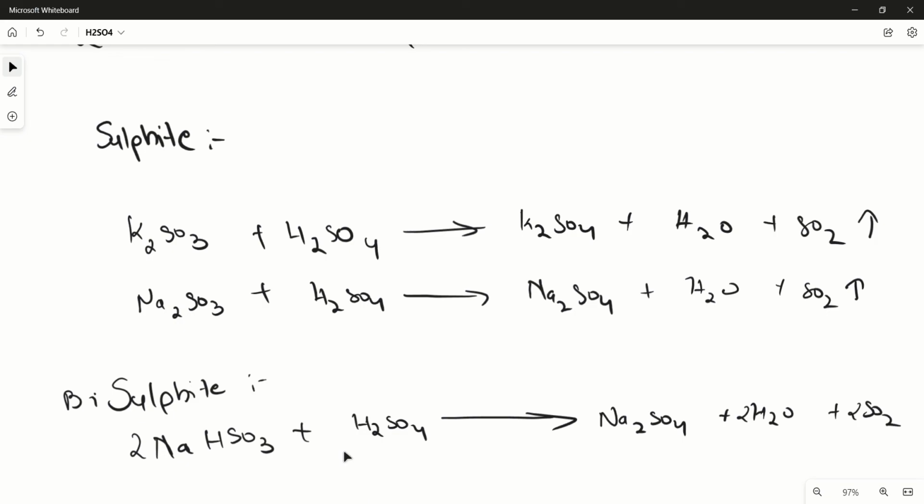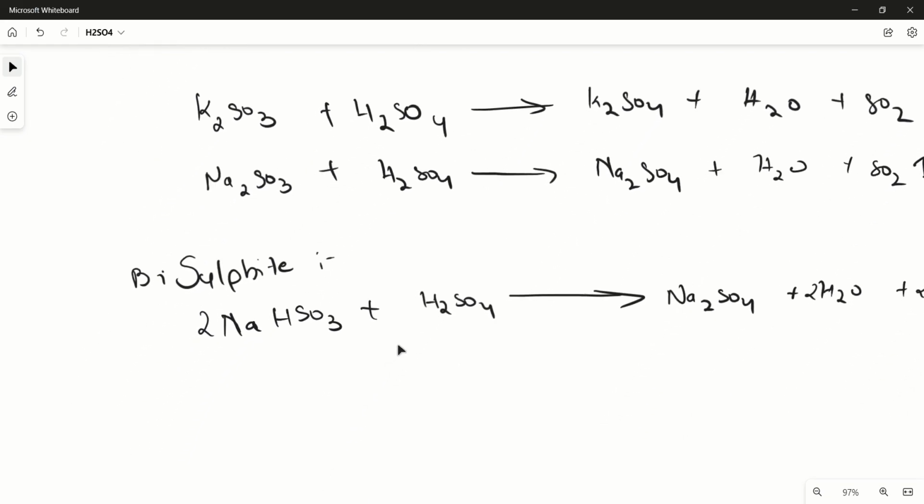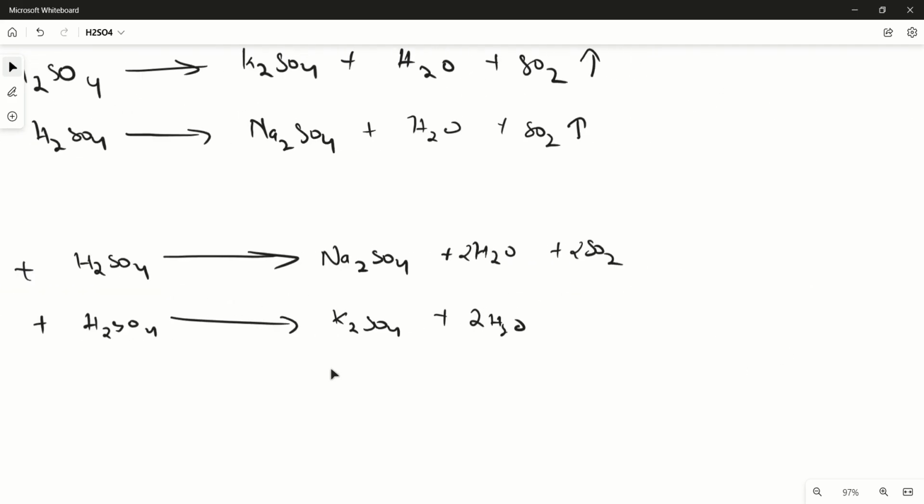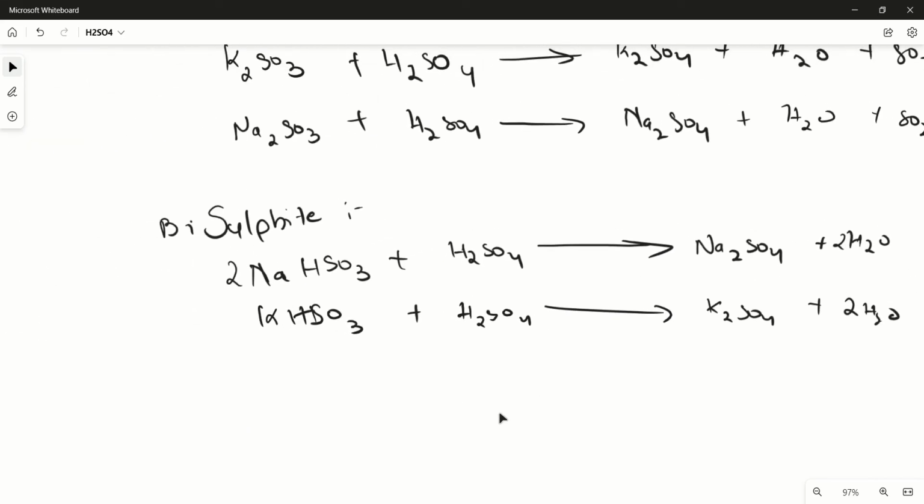Great. Let's take another example. Let's take another example of potassium. Potassium bisulfite plus H2SO4 giving us K2SO4 plus 2H2O plus 2SO2. Yeah. So for any bisulfite you can do this. And sulfite. Now let's go with the sulfide.